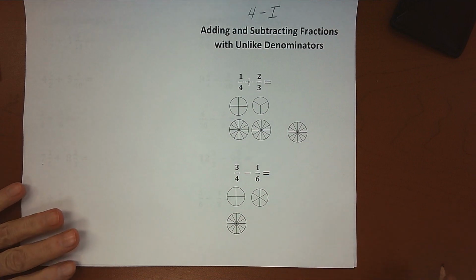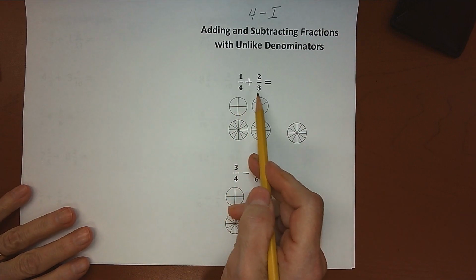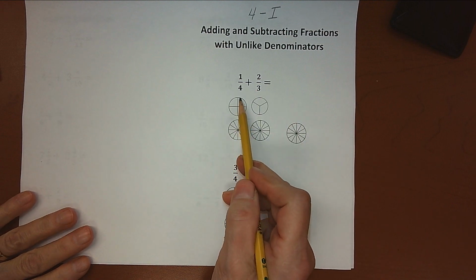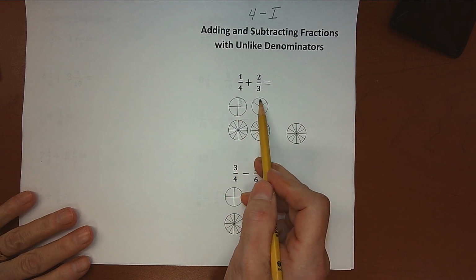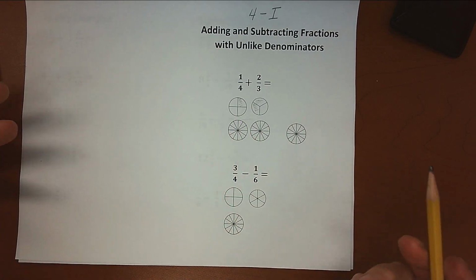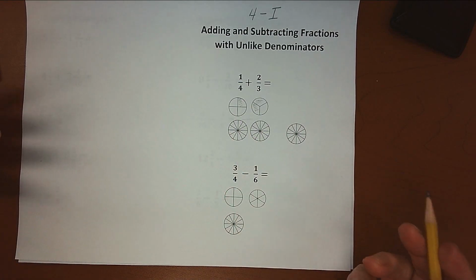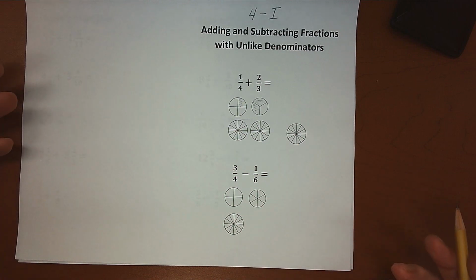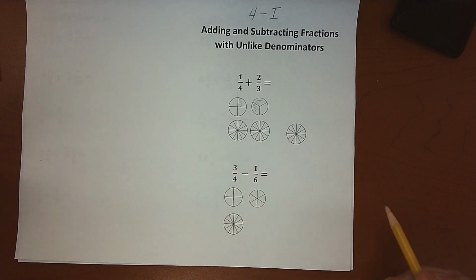So when we have the two fractions 1/4 and 2/3, we want to add those together. We can't just take this 1/4 and this 2/3 and add them together because they're not alike. What would we call it? Would we call it 3/3? No, because it's not one whole. Would we call it 3/4? No, because it's not 3/4 of our circles. So we need to come up with a common denominator.